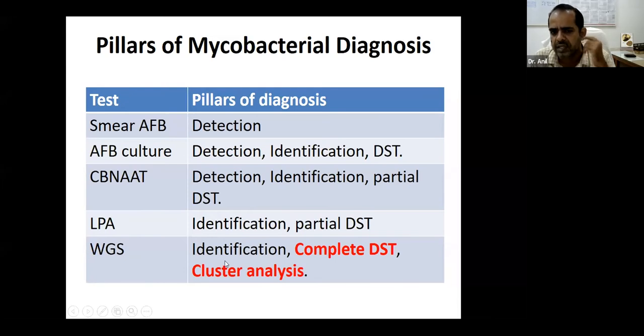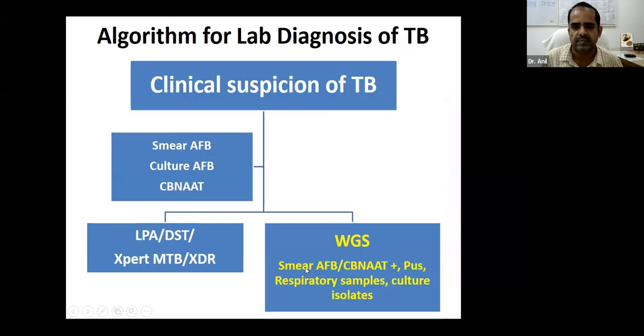Whole genome sequencing: identification and complete DST. Whole genome sequencing gives complete DST for 18 drugs. Cluster analysis, to know whether there's an outbreak or a contamination, can also be achieved. There are many things that you can achieve with whole genome sequencing, but better use it for only clinical isolates. Direct samples, if the lab does it, go ahead and send it.